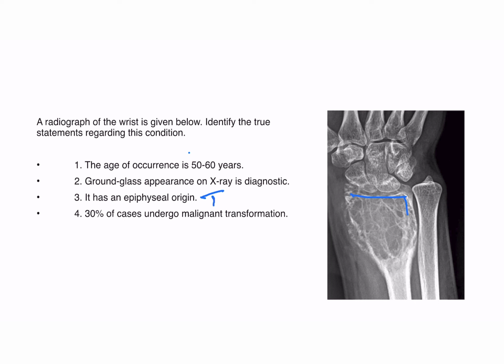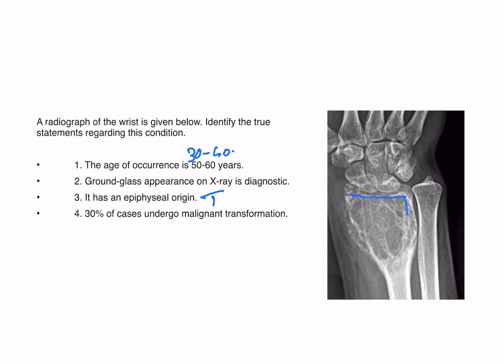If you want one answer to be right, then I would say option 3. Let's see the other options. The age of occurrence is 50 to 60 years. Usually it is 30 to 40 years. It is a fourth decade tumor, or third and fourth decade tumor, I would say. A ground glass appearance on x-ray is diagnostic. The ground glass appearance, the soap bubble appearance, whatever the appearance they are telling, none of those appearances are diagnostic for osteoclastoma or a giant cell tumor.